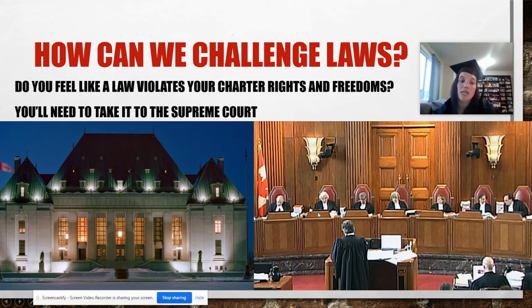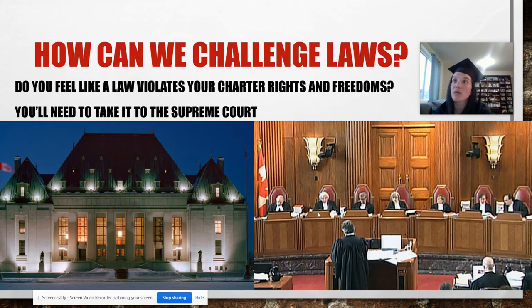How do we challenge laws? So if you feel like a law is violating the Charter of Rights and Freedoms, you have to take it to the Supreme Court. Like I said, this is completely separate from the executive and the legislative branch. It has nothing to do with the Prime Minister, and the Supreme Court will rule on a decision. The Charter of Rights and Freedoms is meant to protect everybody within Canada. But if you feel like, especially with hate speech or discrimination because of a religion or something like that.